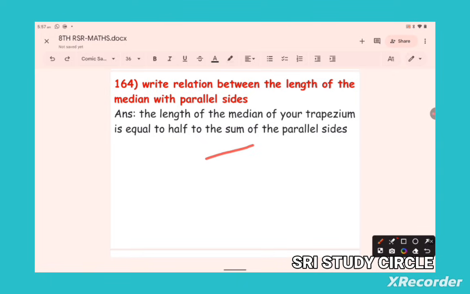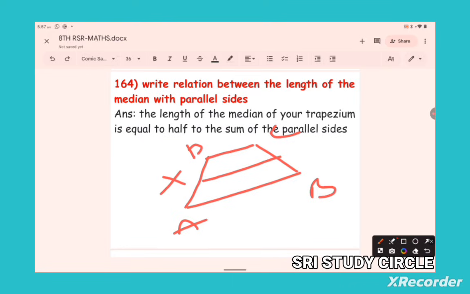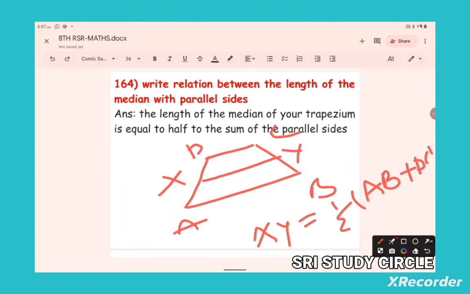So, for example, ABCD is a trapezium. Here the median is XY. This is X, this is Y. So the length of the median of a trapezium is equal to half of the sum of the parallel sides. XY is equal to half into AB plus DC.